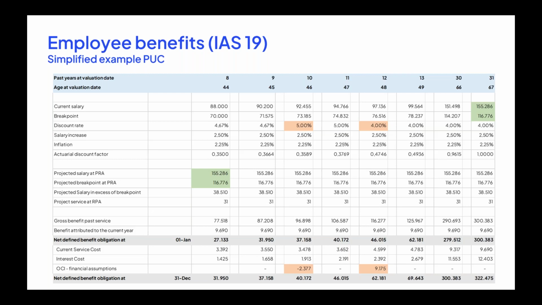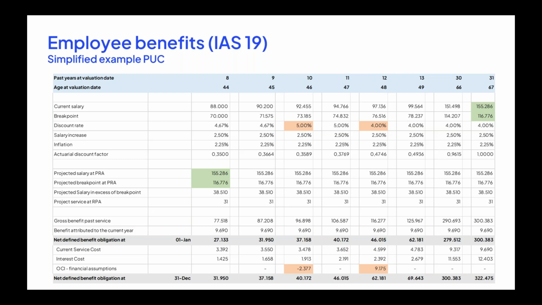What you see, of course, is that your current service cost is increasing. Of course, logic, because we need to discount less. If the discount rate is the same, there's less discounting impact, so it will increase. Typically, you see that if you go to the last column, age 67, you see that the current service cost of 9,690, that's the gross amount, not discounted, because it's less than 12 months. Okay.